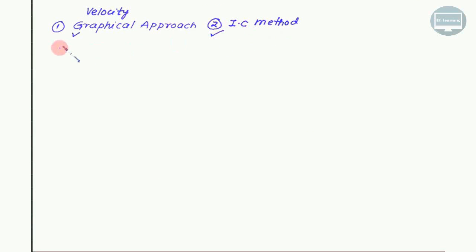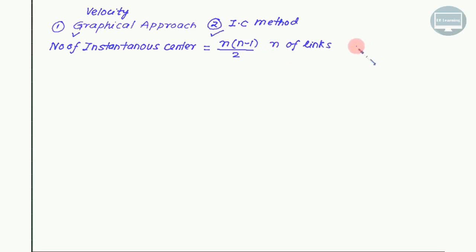The approaches are the graphical approach and the IC approach. And before this, we have to find out the number of ICs. It is given by n multiplied by n minus 1 divided by 2, where n is the number of links. So for a 4-bar mechanism, the number of ICs will be 4 multiplied by 3 divided by 2, which is equal to 6. And when you are labeling IC, you label I, and always write the lower number first and then the higher number. So one combination is I12. I12 is the same as I21, but do not write 21. Lower number first, then the second number.